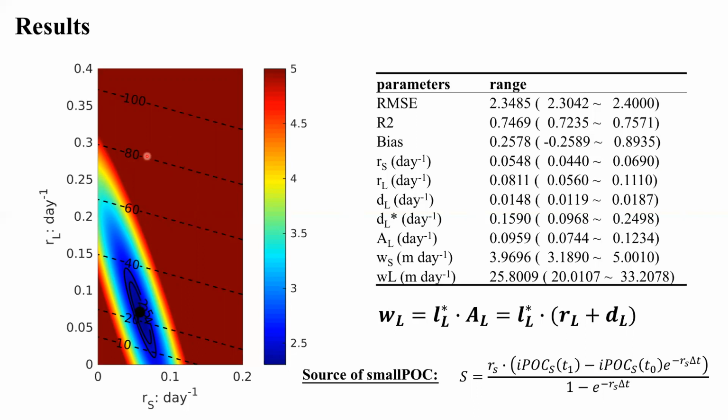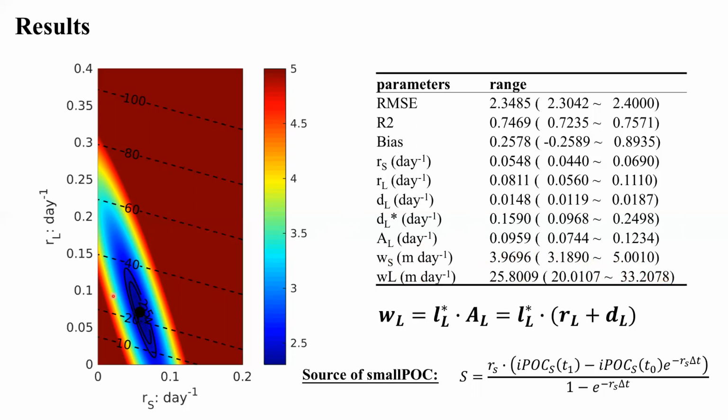In this figure, the black dashed line represents the contour line of sinking velocity of large POC, and they are parallel. So for this float segment, we assume that the sinking velocity of large POC should be higher than 20 meters every day. As a result, this table shows the range of these key parameters. For example, we can see that the sinking velocity of small POC is between 3 to 5 meters every day. And for the large POC, the sinking velocity is between 20 to more than 30 meters every day.